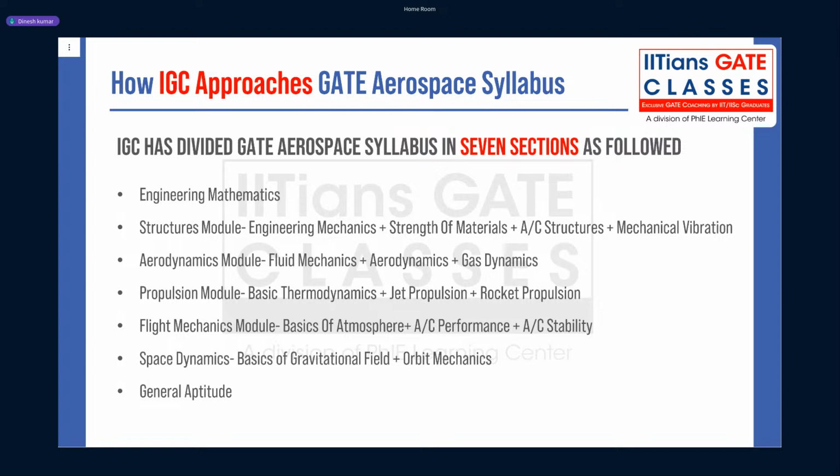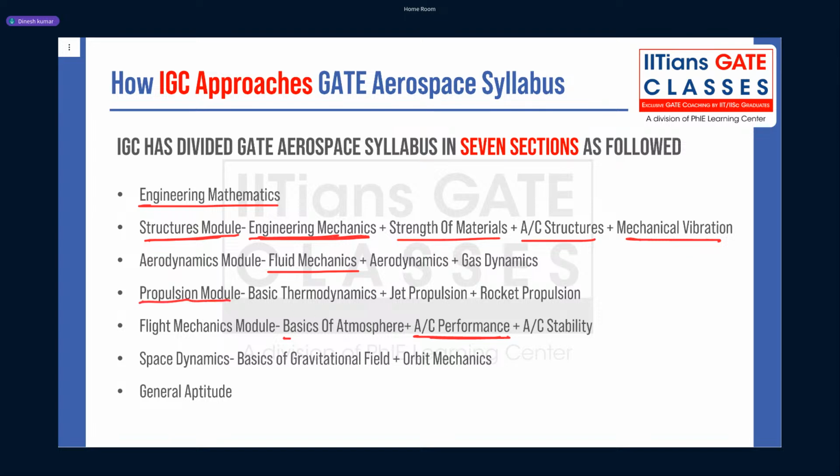Now, how do we divide the syllabus in IGC? Earlier also in different sessions we have discussed. We take engineering mathematics at the top, which is very important for every engineer, and we always start our course with engineering mathematics. Then the structures module is divided into engineering mechanics, strength of material, aircraft structure, and mechanical vibration. And basically this engineering mechanics is related to your aerodynamics module of fluid mechanics, as well as flight mechanics, also aircraft performance, like equation of motion, and many other concepts from engineering mechanics.